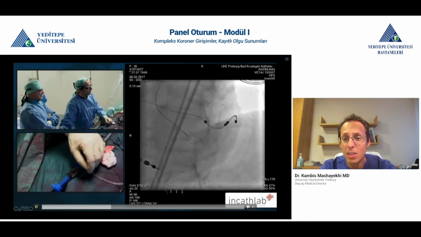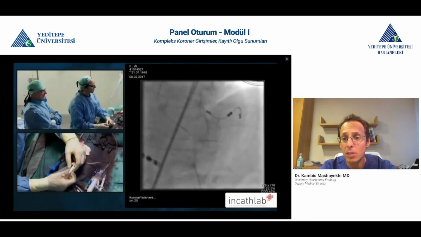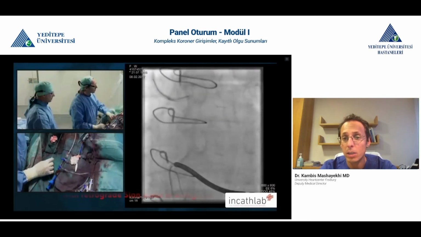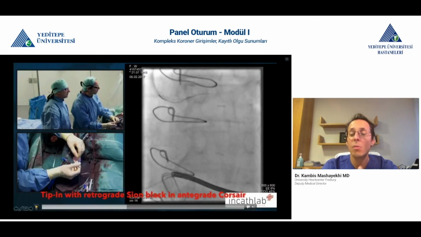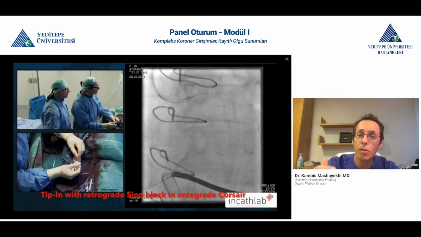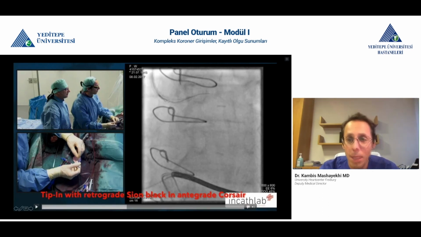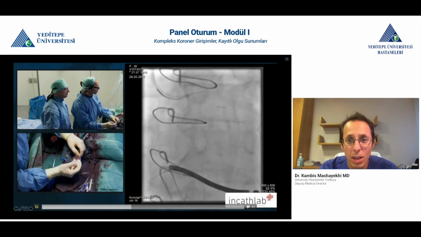And now you can see how easily you can pass this epicardial channel. So can you see? In these scenarios, it's very, very easy. And then it was easy just to go the whole way, which we prepared initially with the rotor, into the antegrade microcatheter. And here, the retrograde microcatheter was not able to get into the guide. But here we could do a tip-in. So the retrograde wire is inserted in the antegrade microcatheter. This is called a tip-in. Can you see? Now it happened.